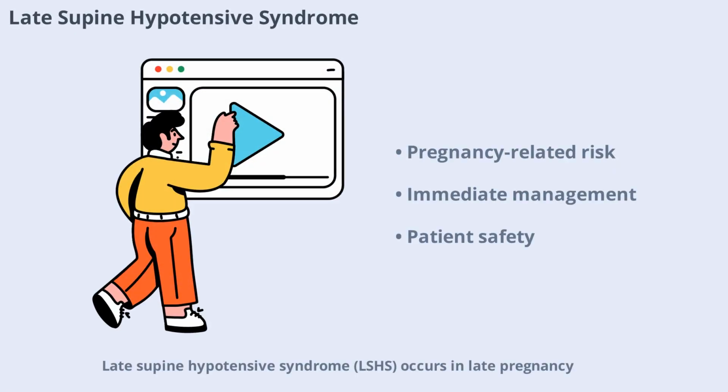Late supine hypotensive syndrome, LSHS, occurs in late pregnancy due to fetal pressure on the inferior vena cava. This can lead to decreased venous return and cardiac output. Management involves turning the patient to one side or elevating them, which restores venous return and cardiac output immediately. Awareness of LSHS is crucial for oral surgeons, especially when treating pregnant patients. Prompt action ensures patient safety and prevents complications.